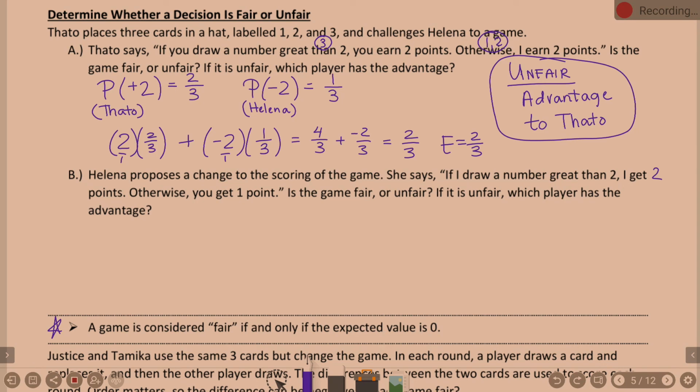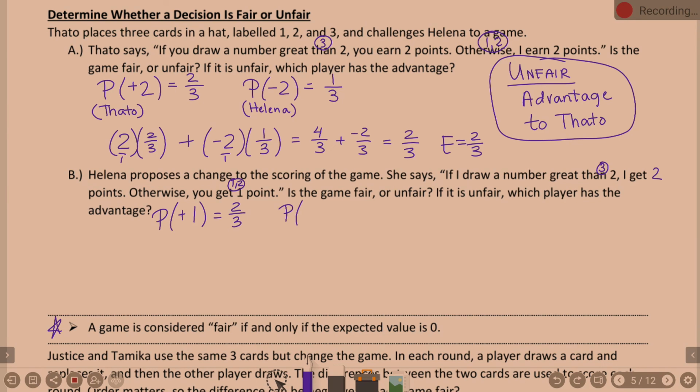So, with this, we're changing it up. What's Thado get this time when he wins? So this time, probability of Thado winning, he's going to get 1 point. What are his chances of winning? It's still 2 out of 3, yes? Because if I draw a number greater than 2, which the only number greater than 2 is 3, she gets 2 points. Otherwise, you get 1 point. So you get 1 point for getting a 1 or 2, right? So that is still 2 out of 3.